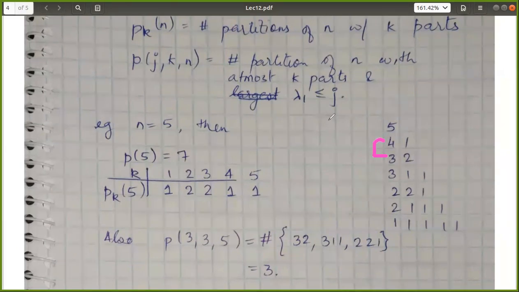Why? Very nicely we can see that in exactly half many ways you will have the way to choose this first number, right? Or rather, if you see from this side, when you have exactly 2 parts and you know that this part has to be larger, the smaller part can be at most n by 2.